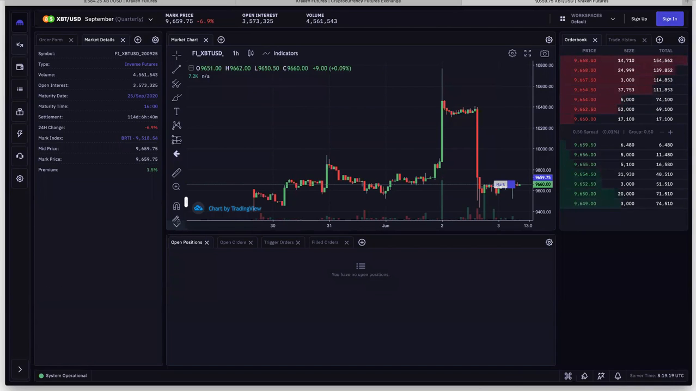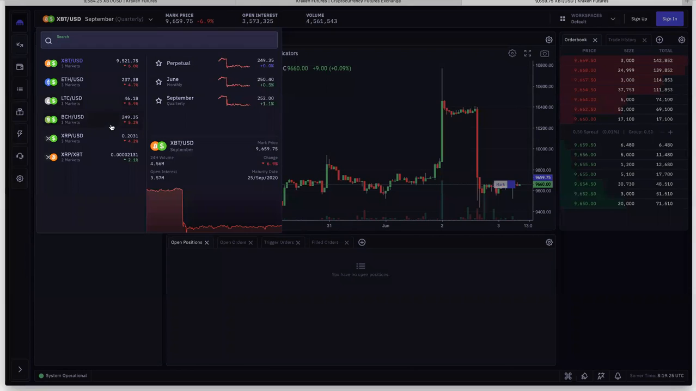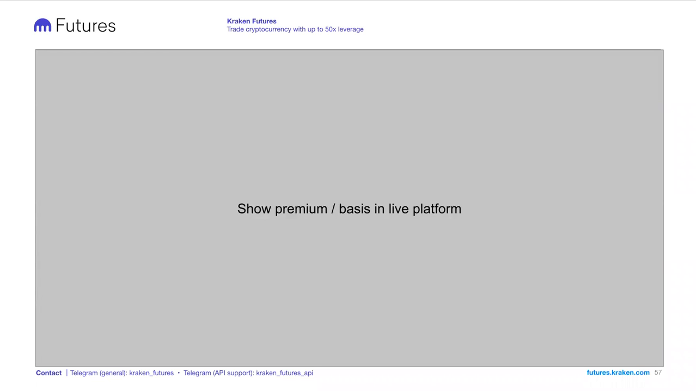So let's talk a little bit. Let's see if any of these have a bigger premium very quickly, just for fun. No, they're all about the same. Bitcoin's actually got the biggest premium right now. You can scroll through here very quickly, and this number will show you the premium it's trading at. So you can very quickly see what the premium or discount is. Let's talk a little bit about how this might affect your trading activity.